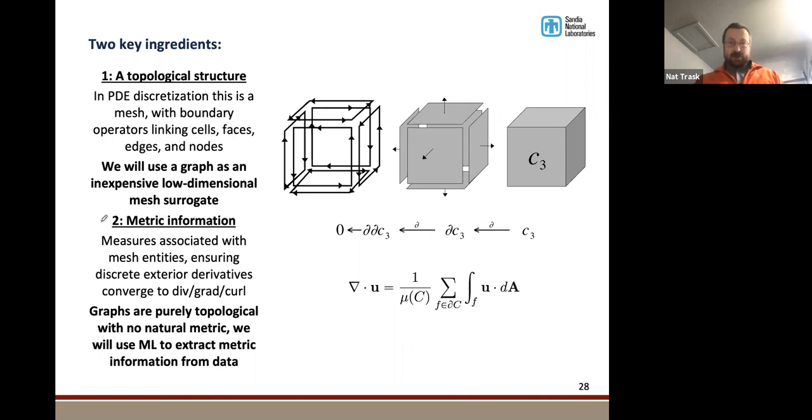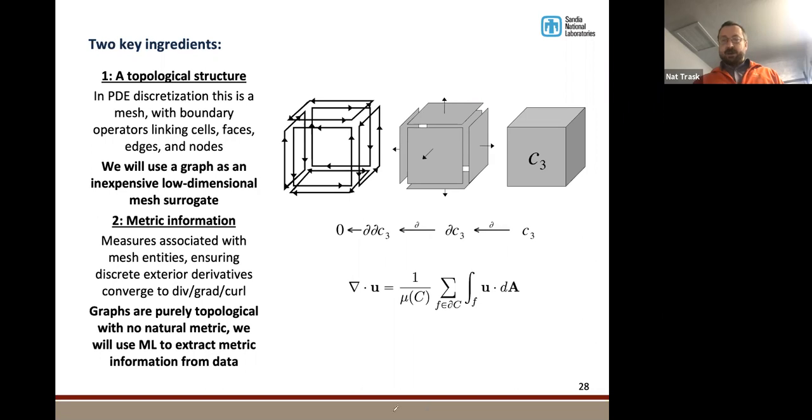But the second ingredient is metric information. Typically that would be something like cell volumes, face areas, edge lengths, and so on. And graphs have no notion of that. Graphs are purely topological. And so we're missing the second ingredient. We're missing this metric piece. And so the idea is we're going to machine learn this missing metric information from data.